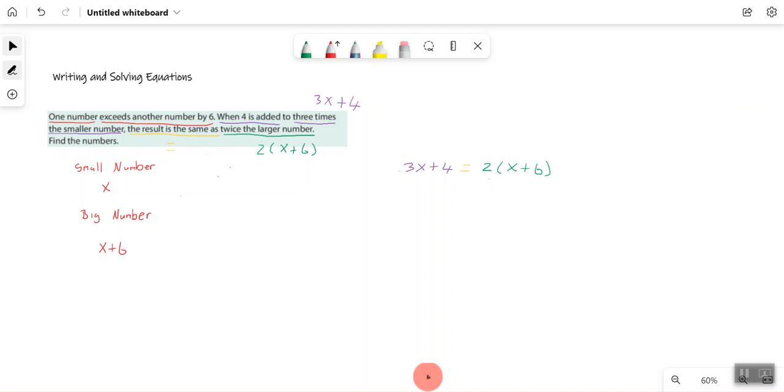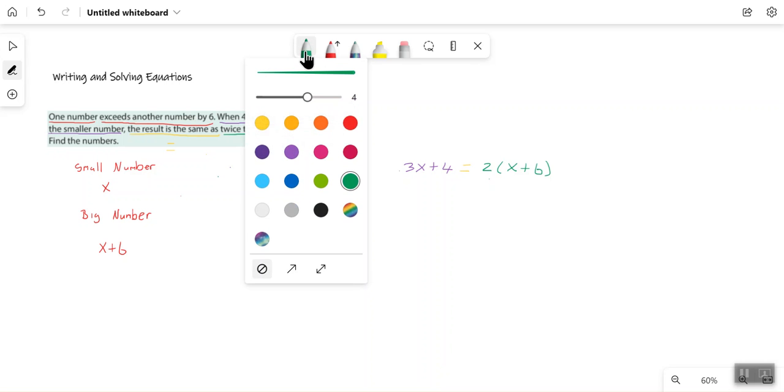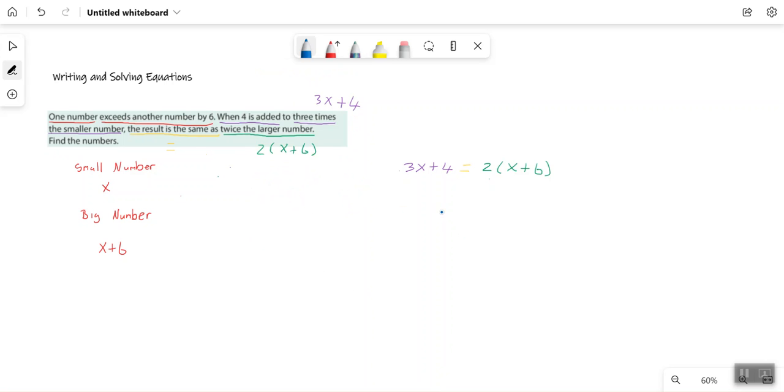So let's do that now. And I'll do this in a new color. So if we do it in, let's say, blue. So what we want to do now is solve this expression. In order to solve it, we need to get rid of the brackets over here first.